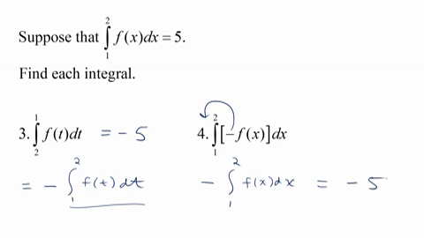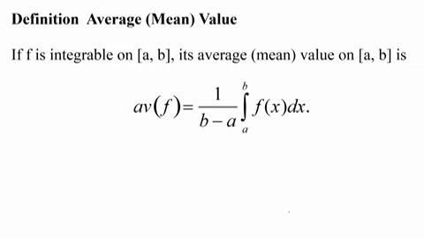We can use definite integrals to find the average value of a function. Let's see how. Definition: average value of a function, or mean value of a function. If f is integrable on the closed interval from a to b, its average, or its mean value, on that interval from a to b is found by the following. The average value of function f is equal to 1 over b minus a times the definite integral from a to b of f of x dx.